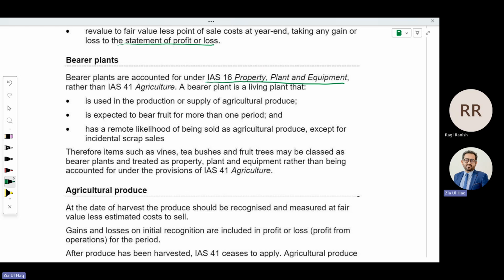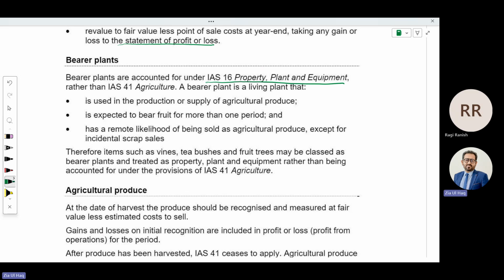Those plants that we are going to use for more years in future, just to take their produce, will be called bearer plant. And those plants that we might sell within a year, where we are going to sell the plant rather than its produce, will be agriculture asset, meaning biological asset. Can you understand this distinction between biological asset and bearer plant?